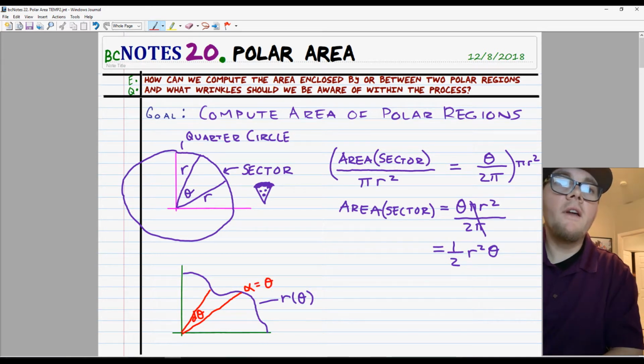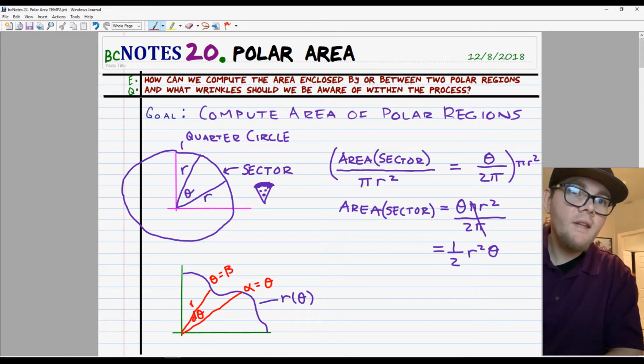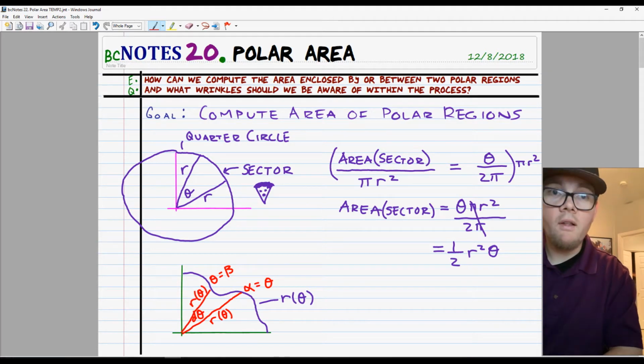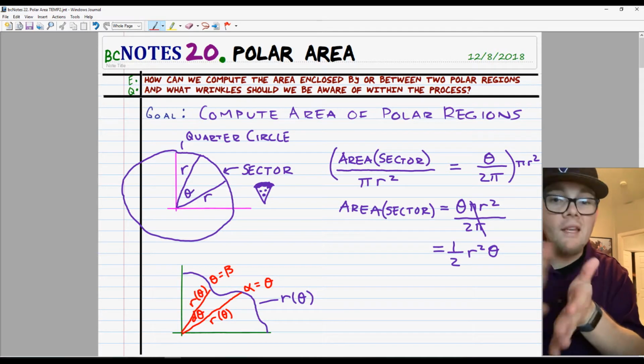This is our starting alpha or theta angle. This is our finishing alpha angle. And of course, these little radius lengths are describing the same length as the original curve. So in a sense, we could call them r of theta. And since this is an infinitesimally small little angle, r of theta will be basically the same on both sides, because we're assuming that we can get things really, really close.